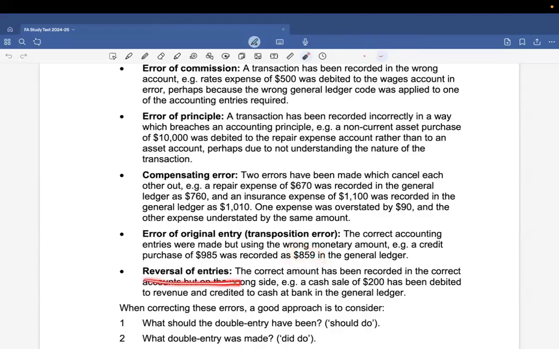Next is reversal of entries. For example, when you have sold goods for cash, it is debit cash and credit sales. But if you took it the other way around, credit cash and debit sales, that is called reversal of entries.